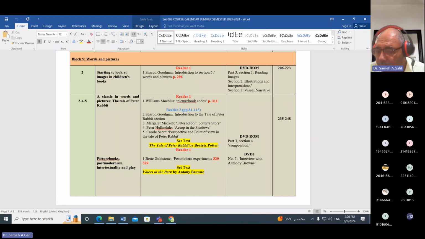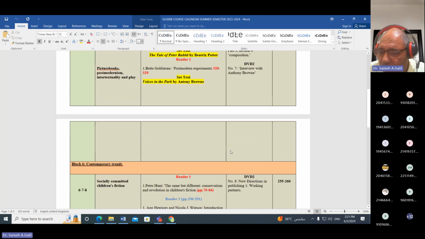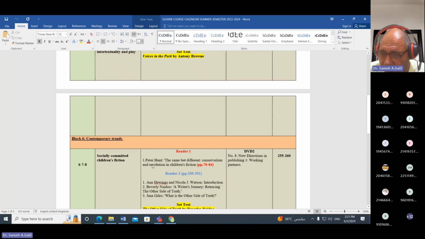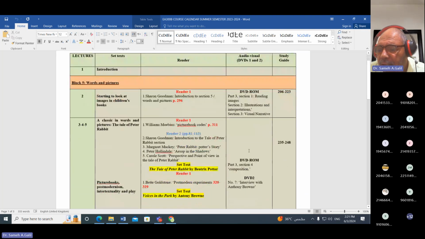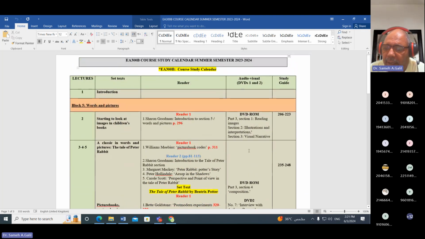When we're done with the Tale of Peter Rabbit, we'll move on to the second picture book, which is Voices in the Park, where we're going to have a number of articles as secondary sources. And then we'll move on to the third and then the fourth. This is as far as the primary and the secondary sources are concerned, and how we're going to handle it. Let's now focus on the assessment.